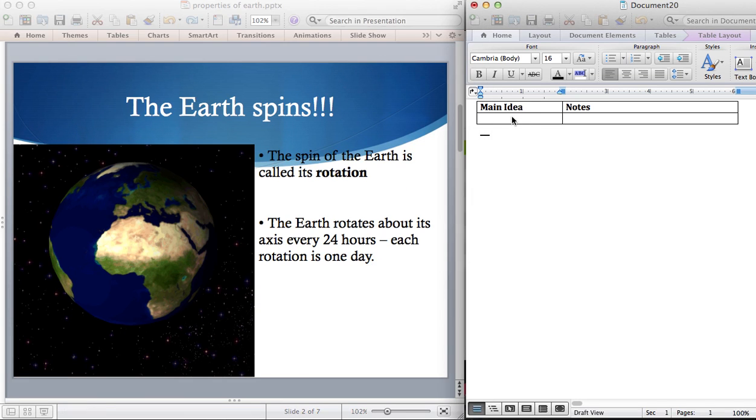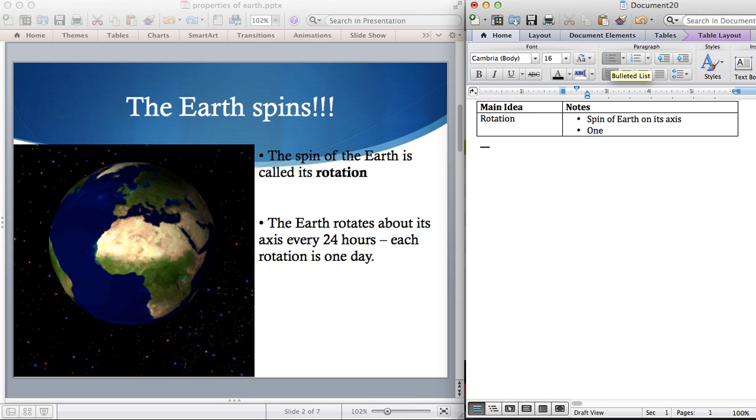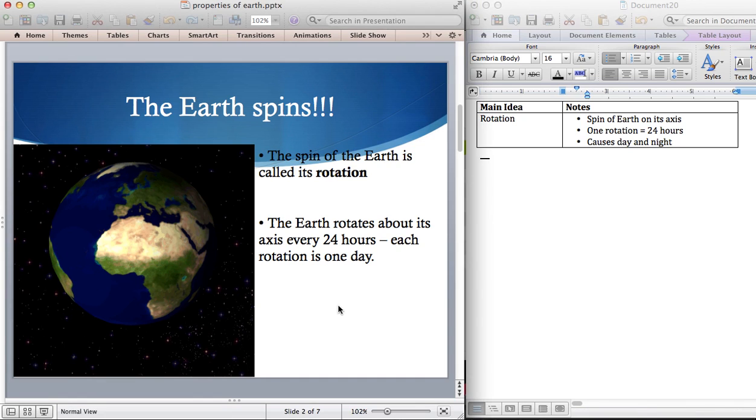So the first property that we want to talk about is rotation. Right, the Earth rotates, which means it spins on its axis. So it spins around. All right, so rotation is the spin of the Earth on its axis. And this takes 24 hours. So one rotation equals 24 hours. And as you might imagine, this causes day and night. As the Earth rotates, we move into the sunlit side of the Earth and then out of the sunlit side of the Earth. Pretty straightforward.